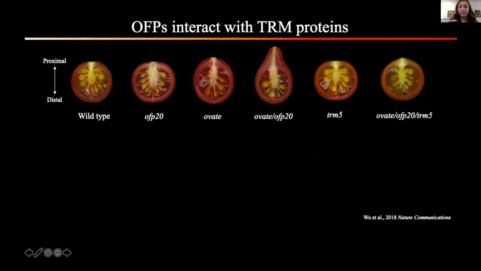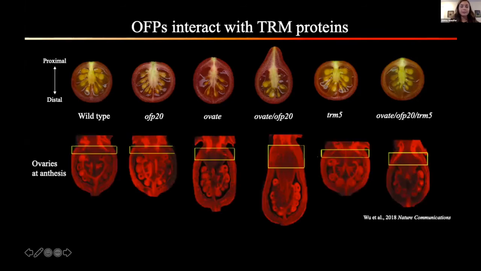And then something else that we know is that this phenotype is also visible within the ovaries. So even before fertilization and fruit development starts to occur, the ovaries are already elongated in that double mutant. And we see that partial rescue in the triple mutant as well. So this tells us that what's regulating this shape is actually occurring during ovary development rather than fruit development.